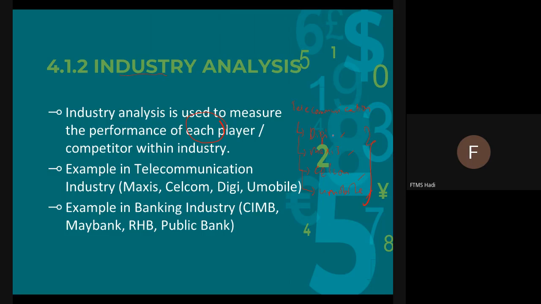Sometimes Maxis can be number one at one time. Then later on you will find out that DiGi becomes number one. And after competing, somehow Celcom becomes number one and U Mobile might be number one as well. So the degree of competitiveness always changes. A company being on top doesn't mean it will be on top forever. In the banking industry it is the same thing: to measure the degree of competitiveness among CIMB, Maybank, RHB, and Public Bank, to see how well they perform in the industry.